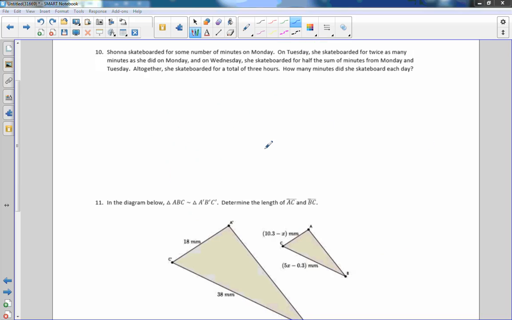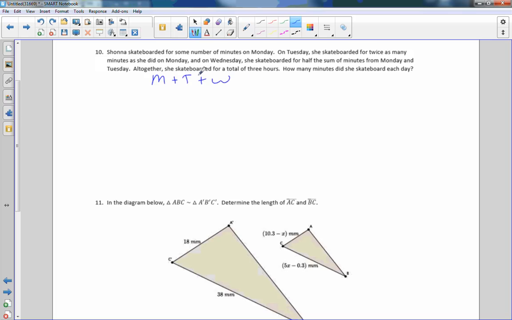Okay, the next problem is number 10. Shona skateboarded for some number of minutes on Monday. On Tuesday, she skateboarded for twice as many minutes as she did on Monday. And Wednesday, she skateboarded for half the sum of the minutes from Monday and Tuesday. So she skateboarded Monday and Tuesday and Wednesday.